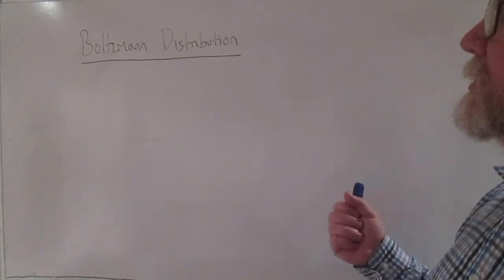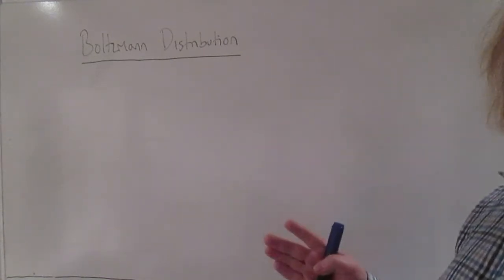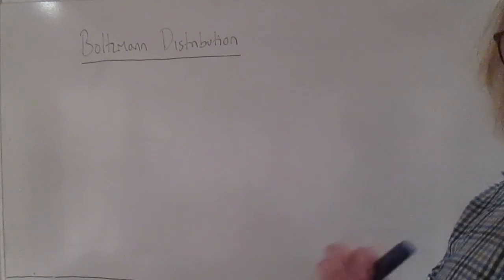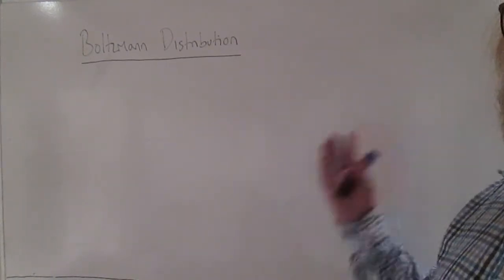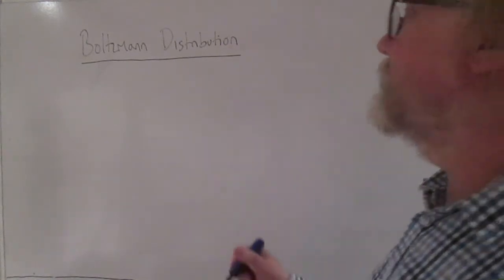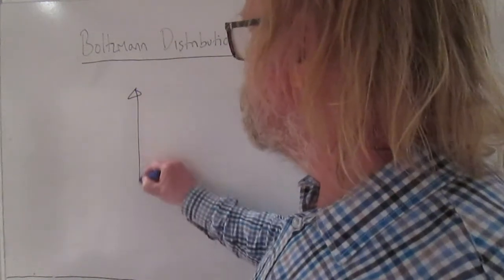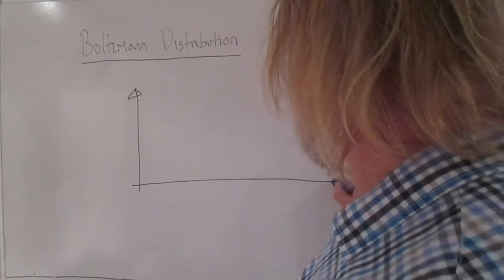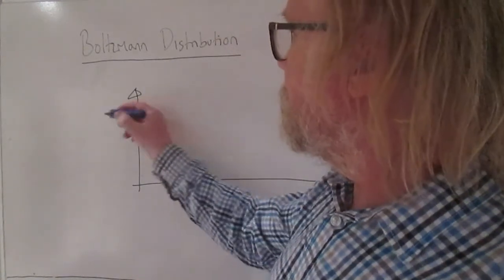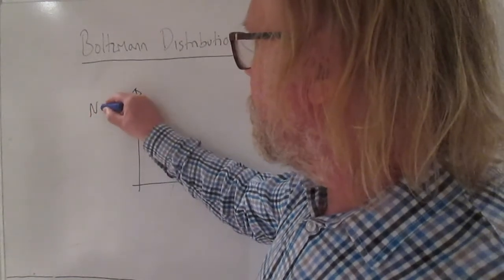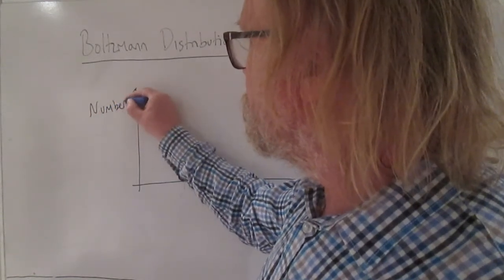So let's have a look at the Boltzmann distribution, and this diagram that we're going to draw now is something that you have to be able to draw. So you have to be able to label the axes correctly and draw the shape of the curve. So what we're going to draw is an axis system like this. This axis is usually labelled number of molecules.